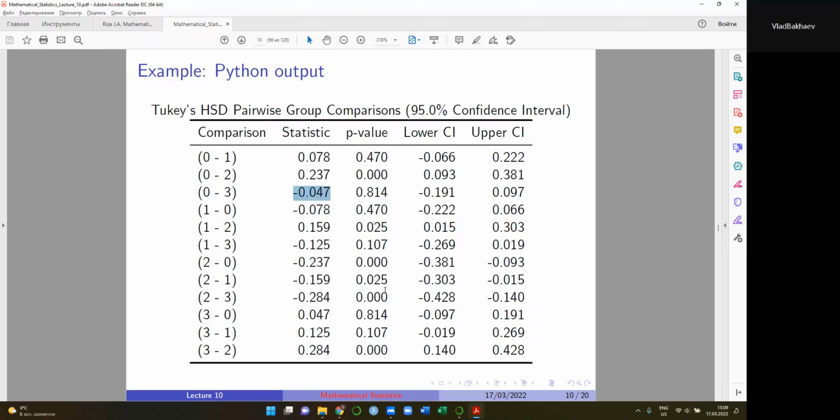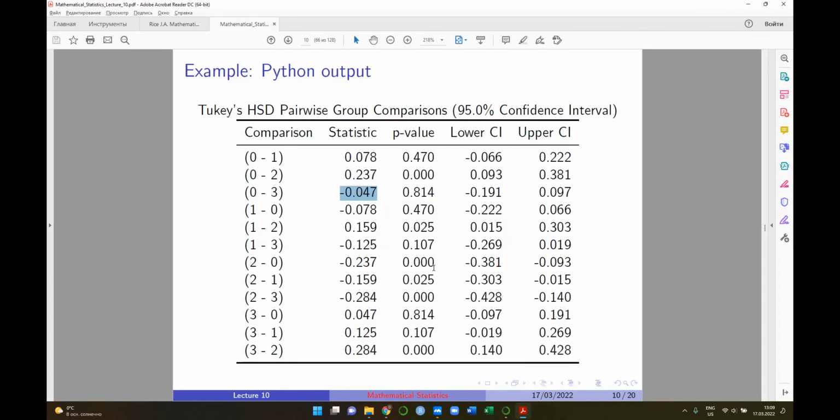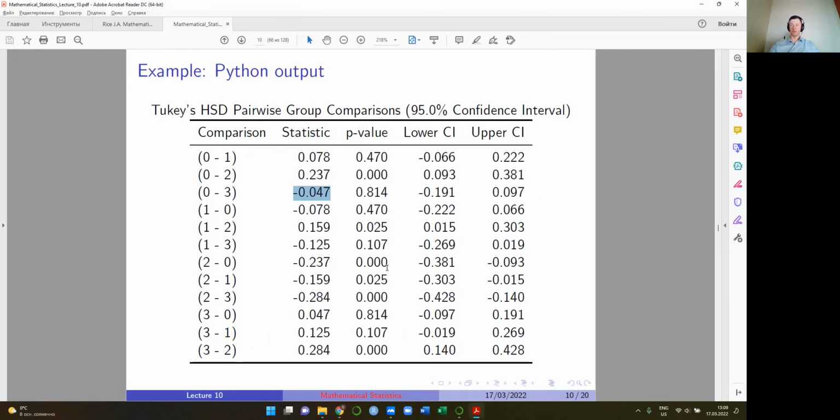And if it exceeds alpha, that means that H null is true, right? No, it should be less than alpha in order to reject the null hypothesis. If it's greater than alpha, you cannot reject the null hypothesis.